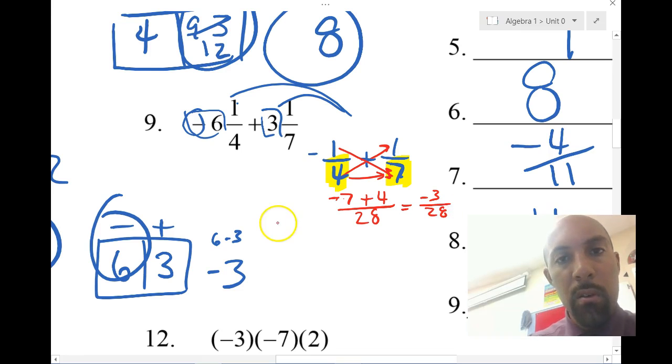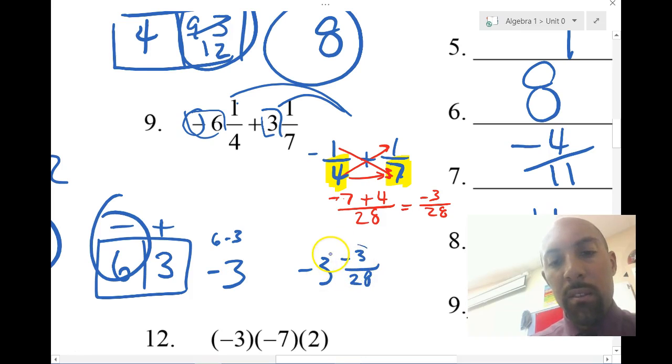Okay, and so my answer is going to be negative 3 and negative 3 over 28. But I don't need two negatives. I don't need a negative in the front and a negative in the fraction, so I just get rid of that one. And I just put 3. There's my answer.